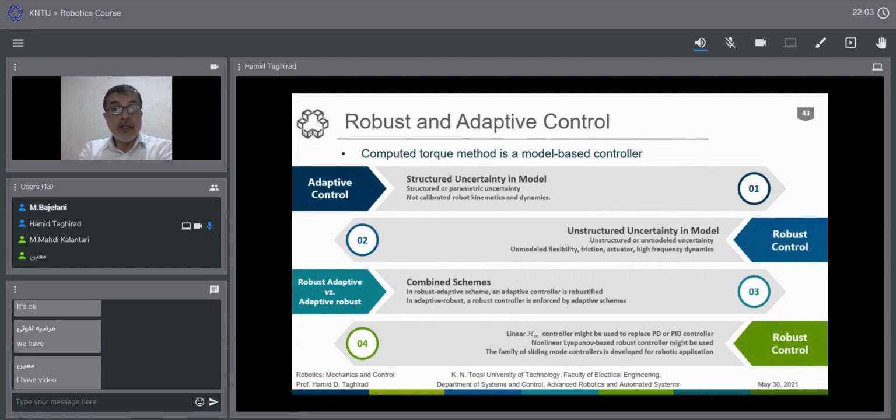The real uncertainty that comes into the model is usually not parametric. Of course, the parametric is available, but we have more than parametric uncertainty in the system. Consider that you're neglecting the friction in the model. Then there is not parametric uncertainty. There is a real physical property in the system that you are not considering in the model. You have unmodeled dynamics. We call it unmodeled dynamics.